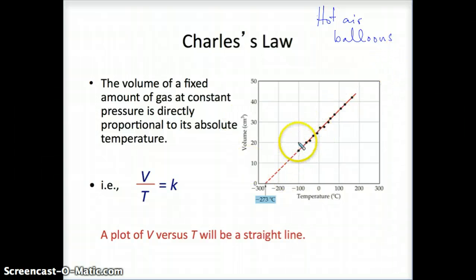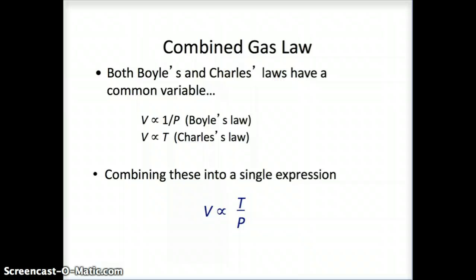What's interesting about Charles's Law is this extrapolation right here. This extrapolation is what allowed us to figure out absolute zero Kelvin. It was an extrapolation of Charles's Law. But again, we have that same constant. So at constant pressure and a constant, fixed amount of gas, we see a direct relationship between volume and temperature. Now, what's important and cool about this is we can combine these.